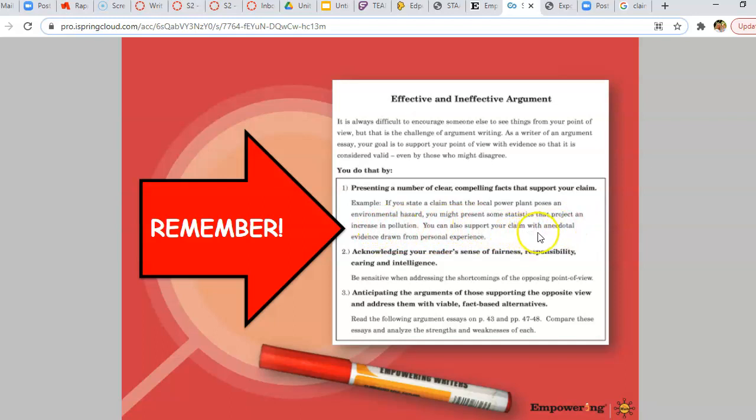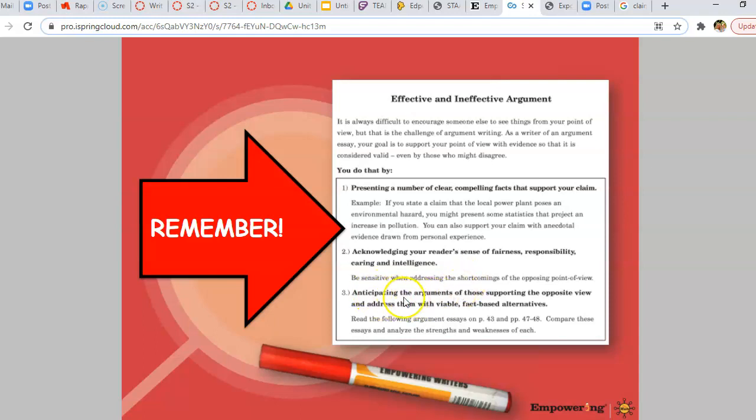You can also support your claim with anecdotal evidence drawn from personal experience. Maybe about how the increase in pollution has worsened your asthma, or it has created dirty spots within your neighborhood. You can also acknowledge your reader's sense of fairness, responsibility, caring, and intelligence. Be sensitive when addressing the shortcomings of the opposing point of view. So don't call people stupid. Don't call them names. Don't question their intelligence for believing as they do. You're only going to offend that person. And if you offend them, they will never see your side.